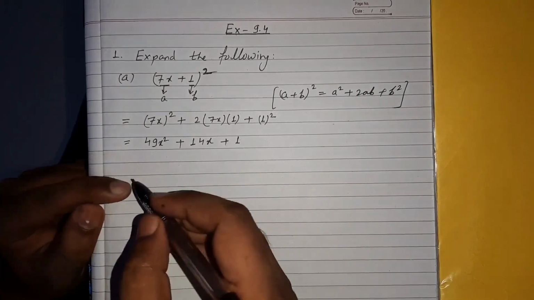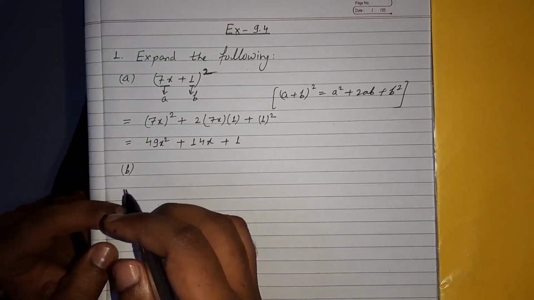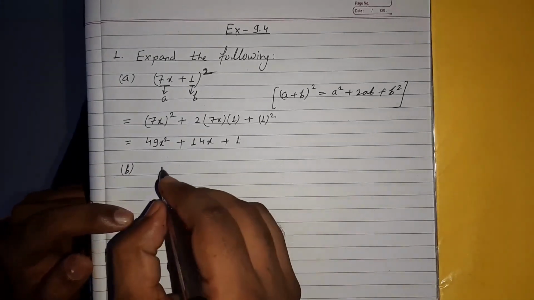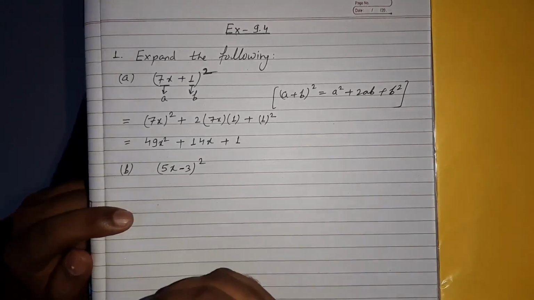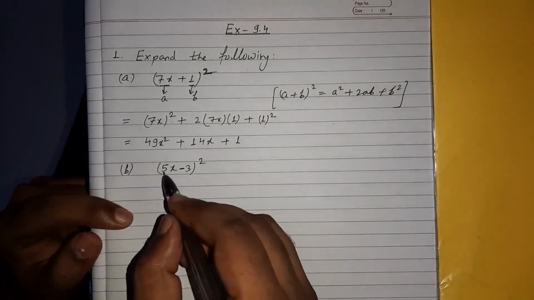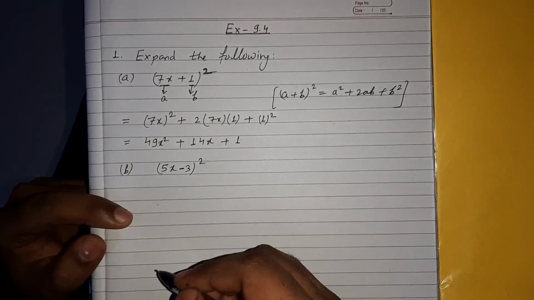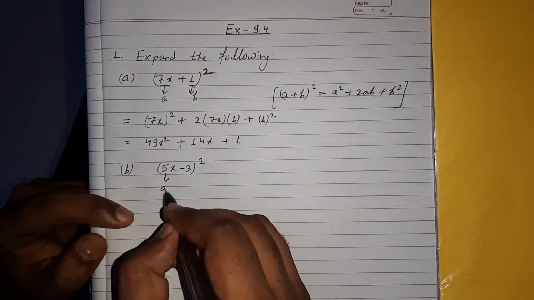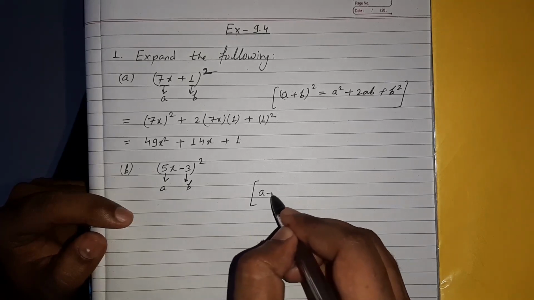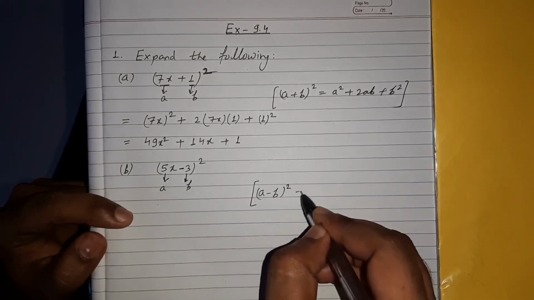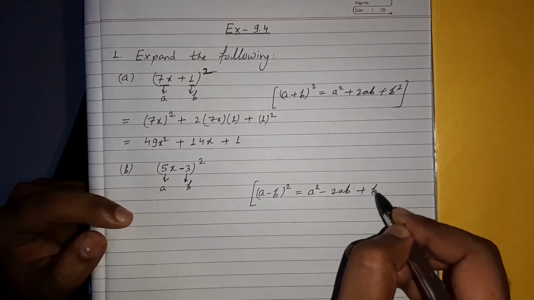The second part is given as (5x minus 3) whole square. Here between the two terms a minus sign is there, so we will use a minus b whole square. This is the value of a and this is the value of b. According to the identity, (a minus b) whole square is equal to a square minus 2ab plus b square.